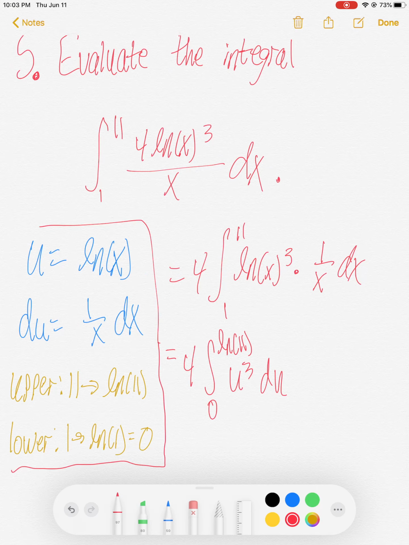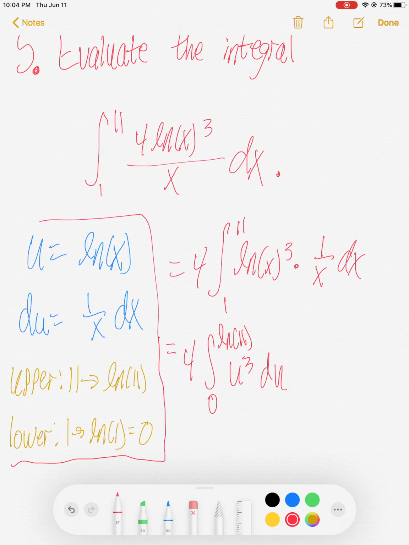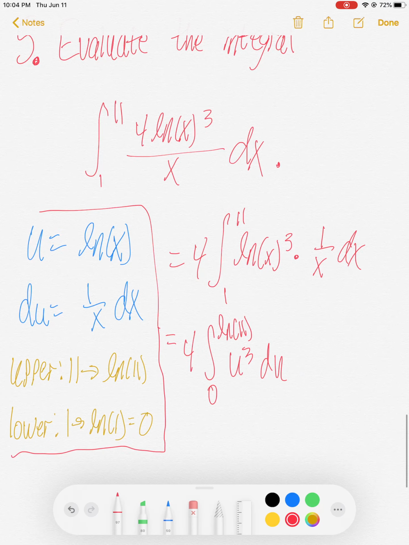Okay, so now my integral becomes the integral from 0 to ln of 11. ln of x is u, so this becomes u cubed. And then 1 over x dx is just du. The other comment which I will make regarding how we can choose our u: it is nice that we see our derivative, our du, already floating around.